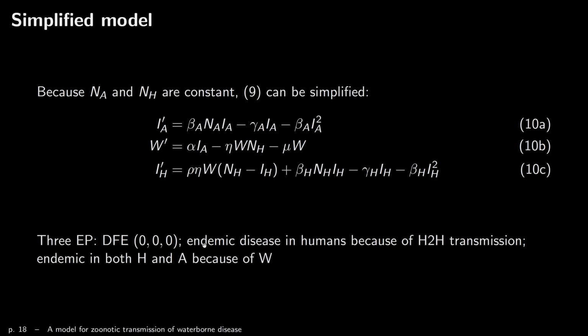There's also an endemic equilibrium, which interestingly, because of the way this is formulated, is one where the disease is endemic in humans but absent in animals. And finally, there's one where there are endemic levels of the pathogens in both humans and animals.